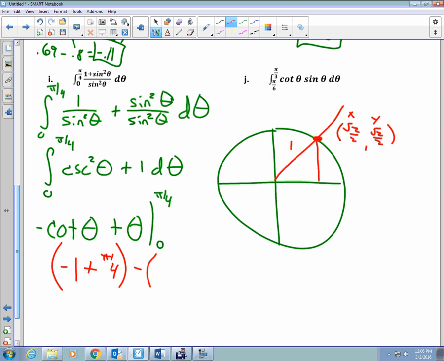Minus, now do I plug in 0? What is the terminal point at 0? 1, 0. Cotangent is x divided by y. Undefined. So therefore, the fundamental theorem of calculus does not apply in this situation. As you notice from the very beginning, if you were to plug 0 into sine, you would get 0 in the denominator. Therefore, it is undefined at your boundary, and the fundamental theorem does not apply.